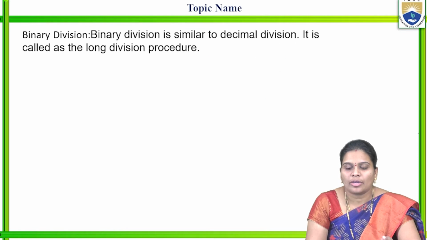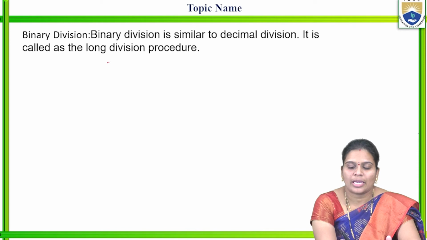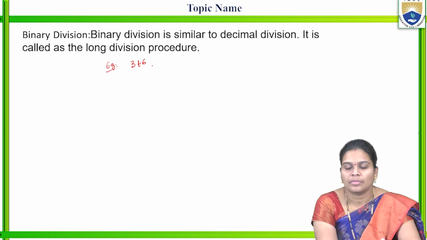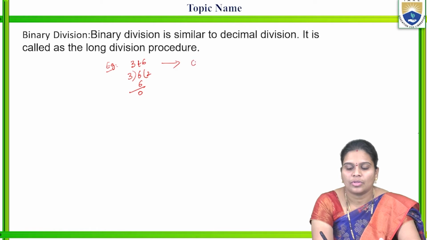Coming to binary division, same as the decimal division. We take the example of the two values 3 and 6. 6 divided by 3 gives 2, remainder 0. Now I want to convert these decimal values into binary form. So 0, 1, 1 is equal to this 3, and 1, 1, 0 is equal to this 6.